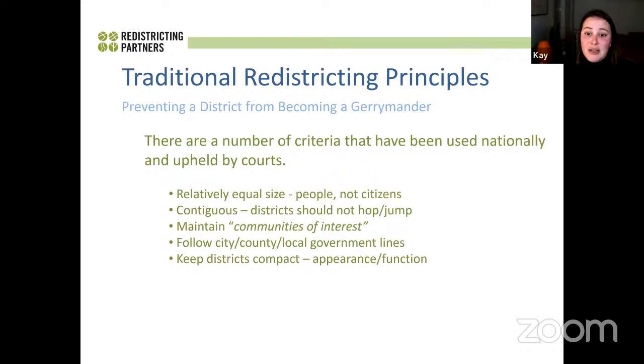We also maintain communities of interest, which we will go a little bit more in depth on, but ultimately it's a community that would benefit from being maintained in a single district.